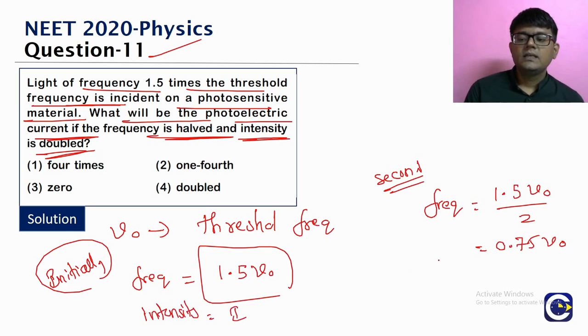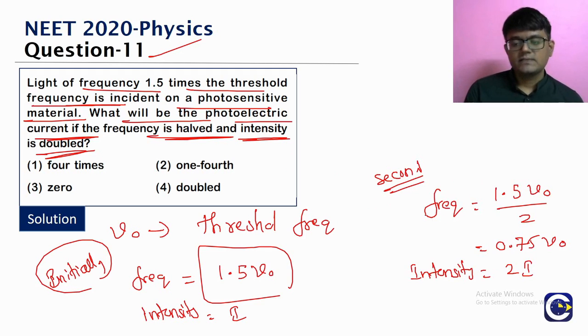And let's say the intensity is some I. In this case, we are doubling the intensity, making it 2I. Then they are asking what will happen to the photoelectric current. See, why I said this is a theoretical question is, first of all, photo emission will happen when the frequency of the incident radiation is more than the threshold frequency.